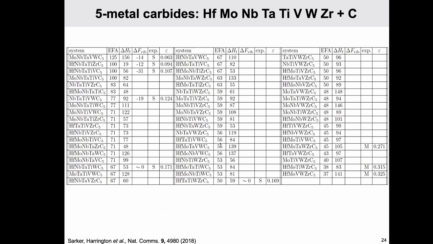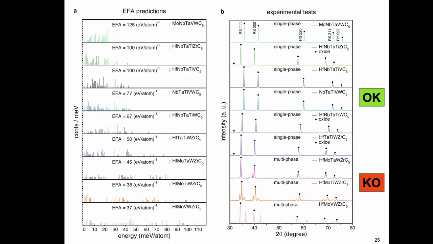There is the one with high EFA that forms a solid solution, and the one with low EFA that remains multi-phase. This is what is found. You see that these are the spectra. When the spectrum is very narrow, the EFA is high. When the spectrum is very broad, the EFA is low.